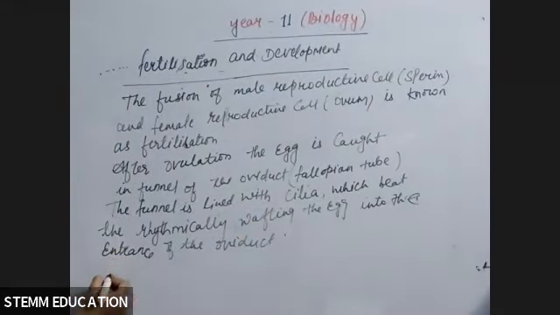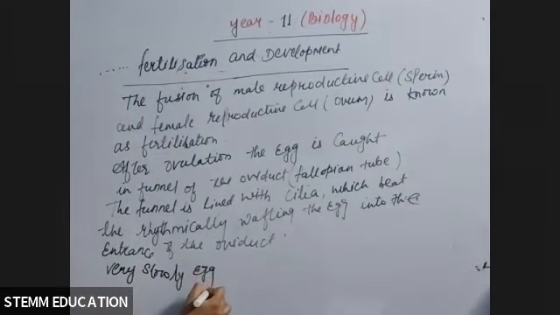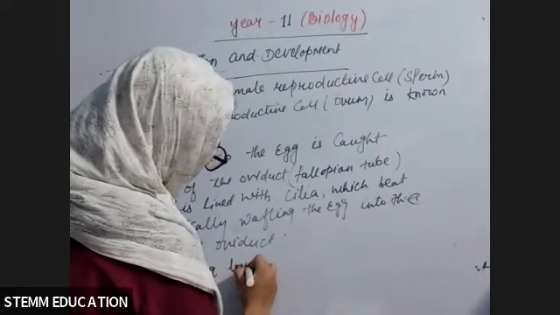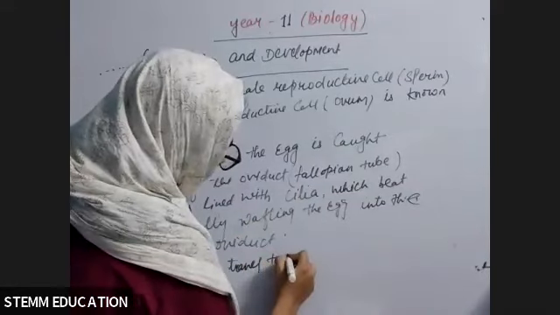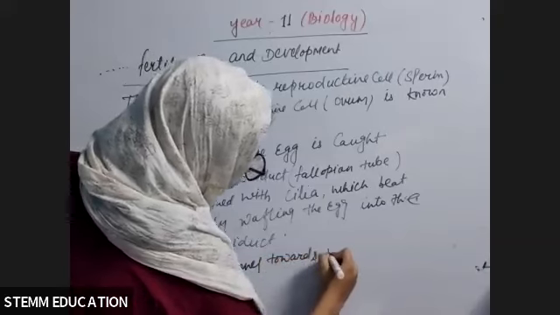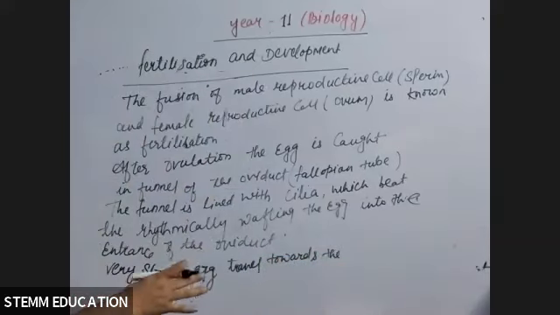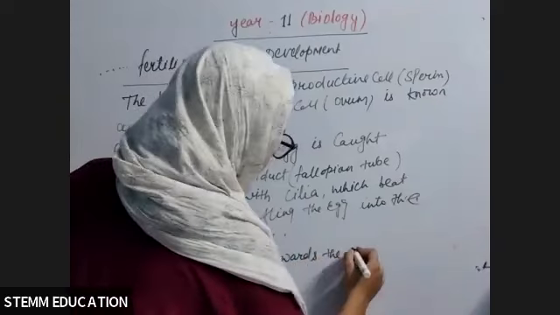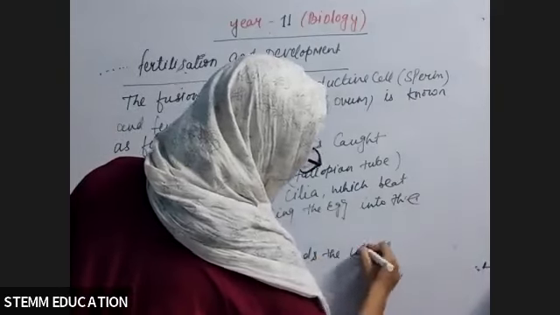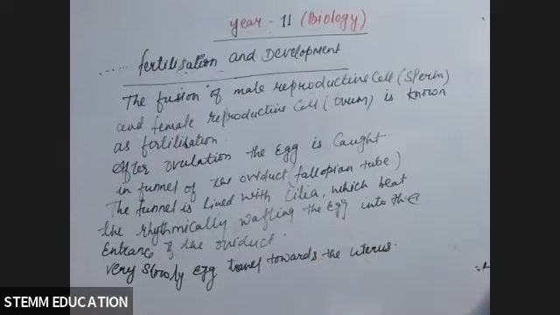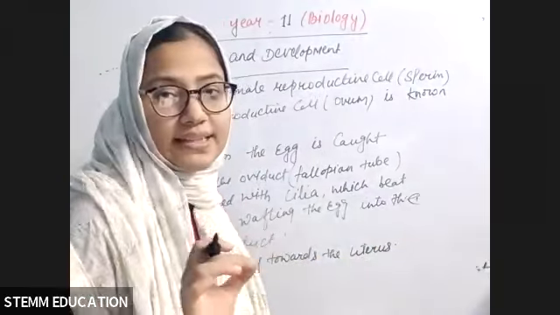Very slowly, the egg travels towards the uterus by the process of peristalsis.